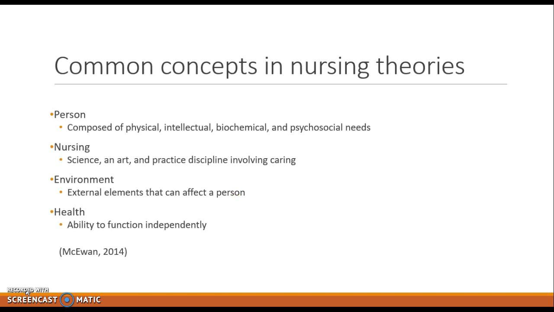First, we'll talk about the meta paradigm and the four common concepts that are in all nursing theories. McEwen defines person as composed of physical, intellectual, biochemical, and psychosocial needs. They define nursing as a science and an art and a practice discipline involving caring. And McEwen defines environment as external elements that can affect a person, health, and ability to function independently.